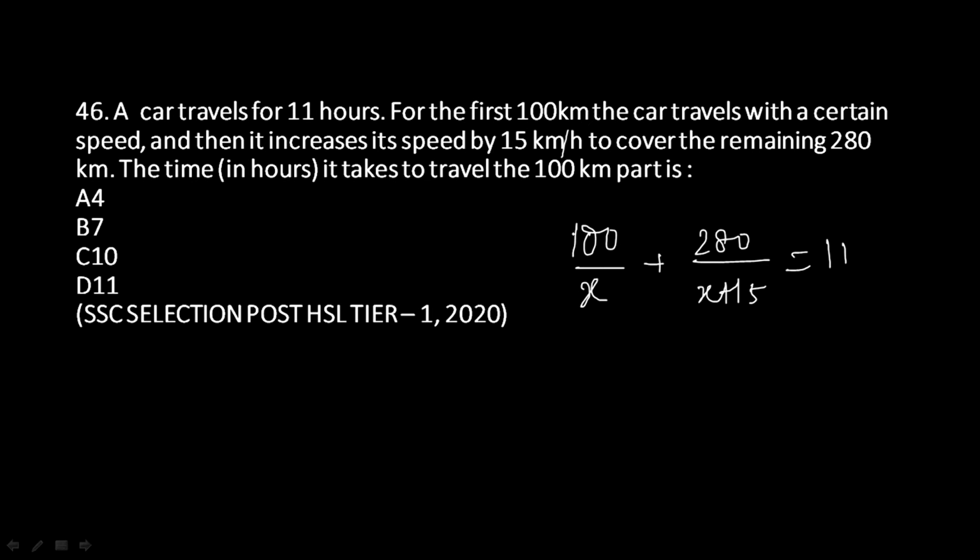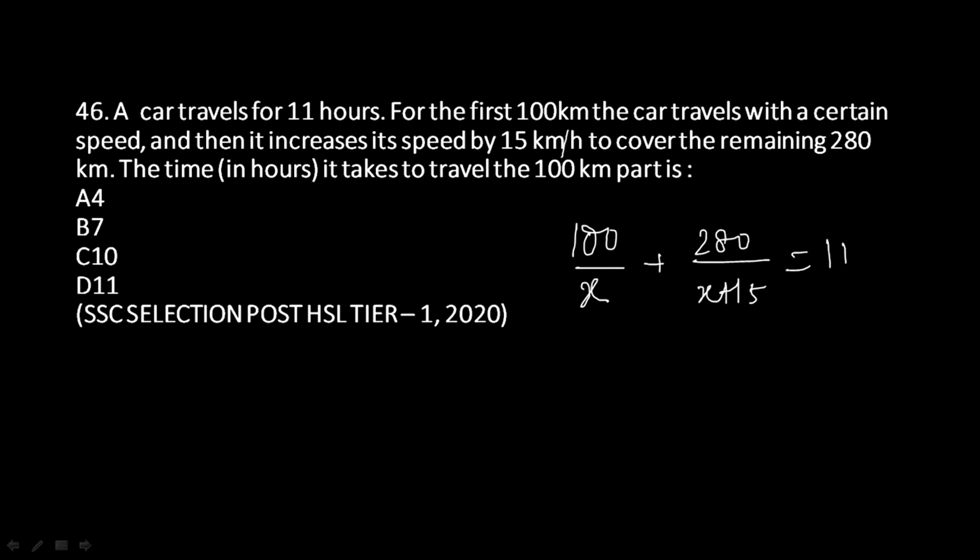X should be fully divided by... not 11 but 100. Then the value should be something which can divide 100 fully. Either it is 5 or 10. 5 and 10 cannot be there because this value cannot be 1, or it cannot be more than 20. So it can be either 20 or 25. If it is 20, then it is 5, but 20 plus 15 is 35. 35 cannot divide 280. So this will be 25.